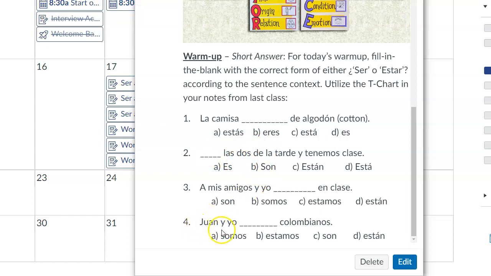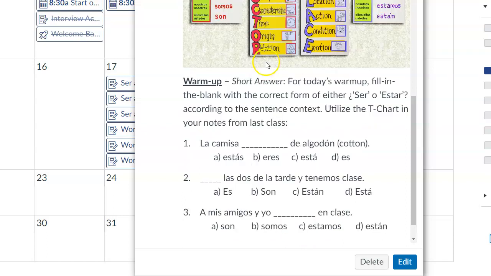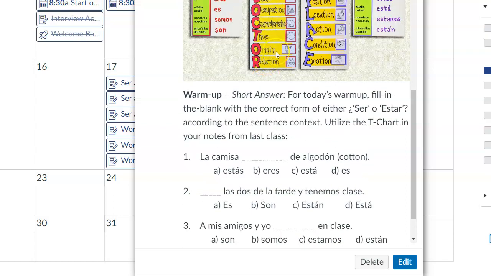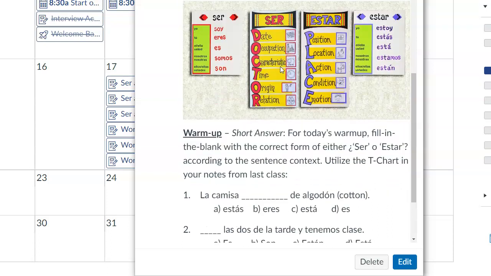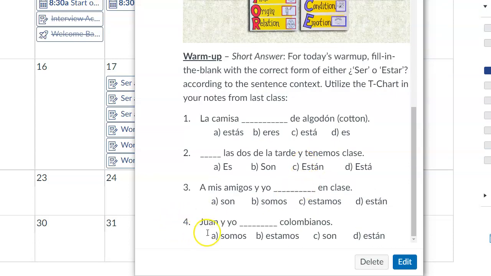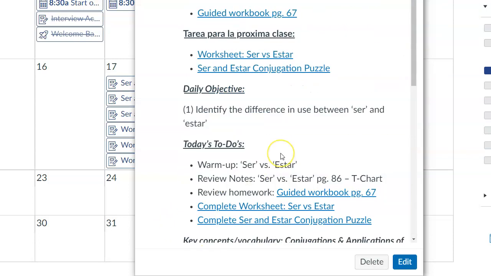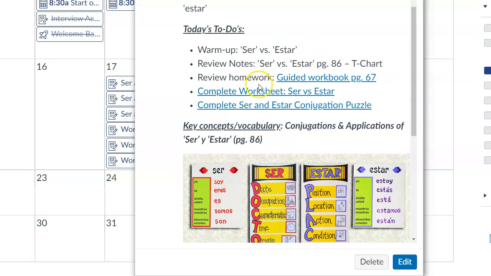Finally, number four, Juan y yo somos colombianos. To be Colombian is a description of characteristic or origin. Talking about being from Colombia. Being Colombian is a characteristic. Either way, it's the verb ser. And we're talking about Juan y yo, that would be the nosotros form. Somos for number four.